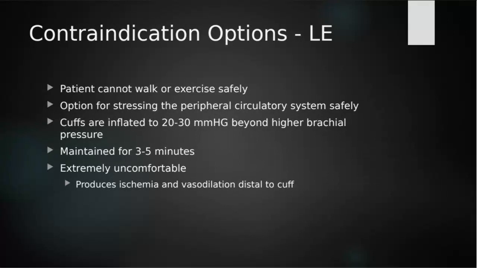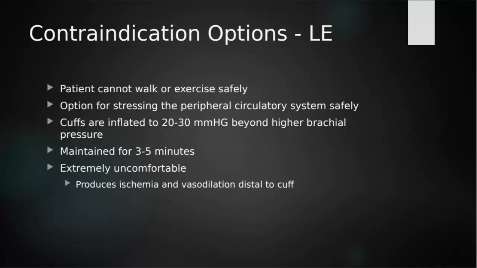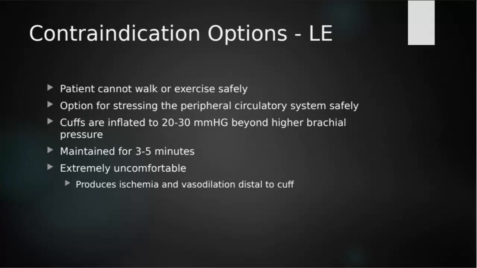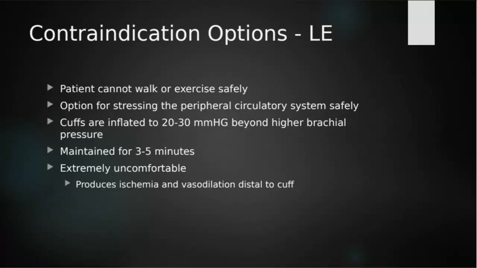So of course, there's going to be contraindications to performing segmental pressures with exercise. Of course, if our patient can't walk or exercise safely, we're not going to be doing that. There is an option for kind of mimicking the effects of exercise on the peripheral system. So it's very uncomfortable. It is slightly barbaric, but basically this is usually going to be done only as an ABI. So only our ankle and our brachial. We're usually not going to be doing this for above the knee, below the knee, and high thigh. We're not going to be doing a full Doppler segmental on these patients. We're just aiming to get the information that we need.